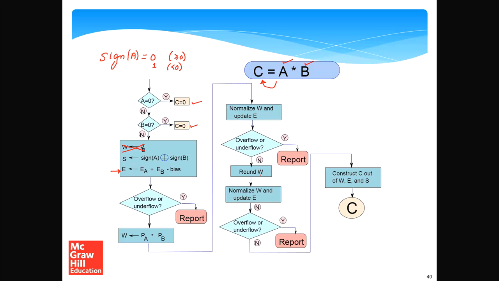Otherwise, we do some rounding. Then we renormalize and update the exponent. Then again there is a possibility of us exceeding the range of the number system. If that has happened, we report. Otherwise, we move to constructing the result. So given the new significand, the new exponent, and the computed sign bit, we can combine all of these three pieces of information to create the result or the product C, which should be returned. This is pretty much the output of this particular circuit.